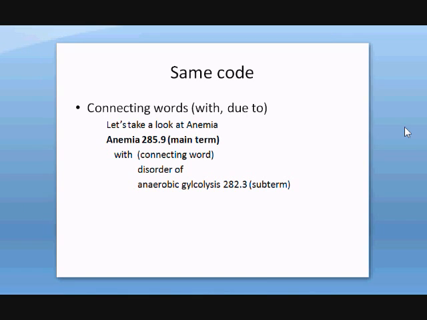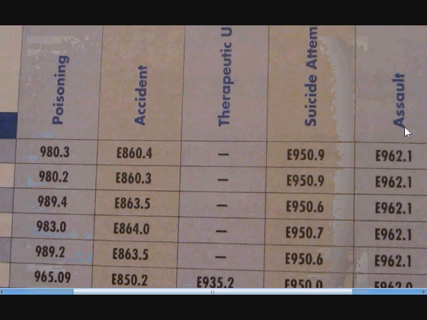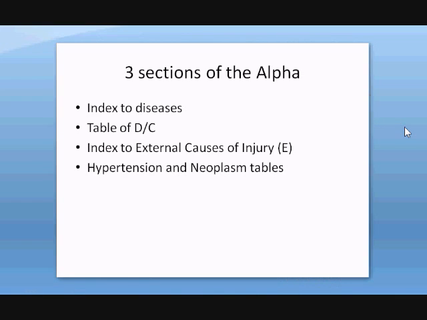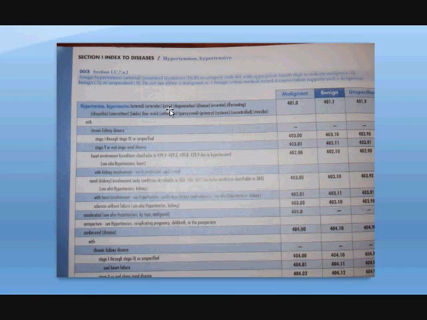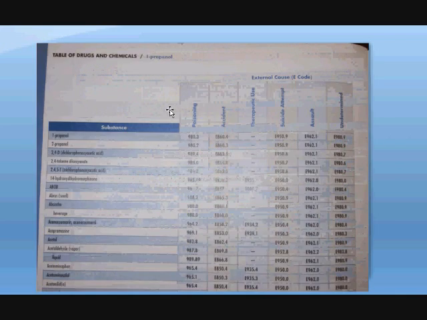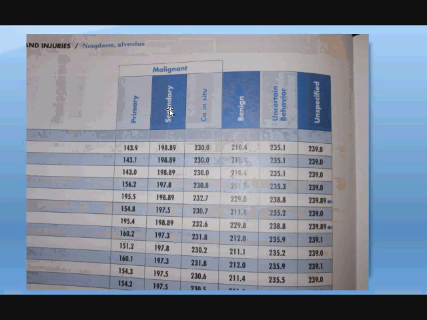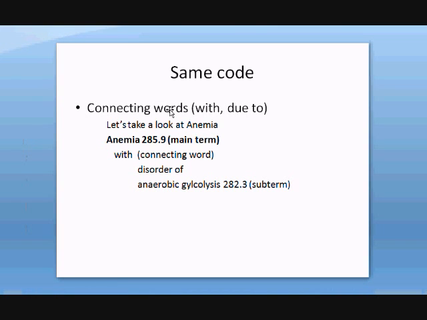All right. So let's get into more of coding. Let's say, for instance, you have what looks like the same code. We have connecting words, things like with and due to. Remember, we saw with and due to when we were looking at some of the hypertension items, right? With, and then there's also due to as well. You have to be very careful when you look at those scenarios, because those will lead you to oftentimes one code. People in the beginning get confused.